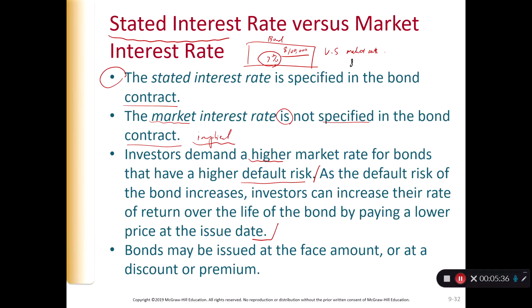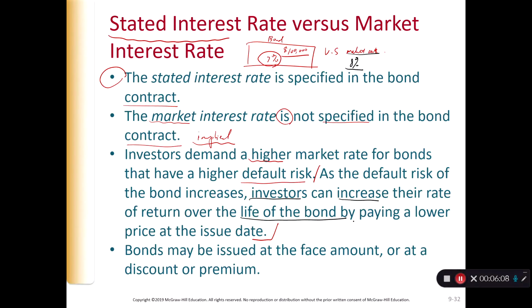Because this company is really risky, the investors still want to loan money to this company because they feel like higher risk, higher return. So the real rate or market rate of this bond is 8%, but you only promise the investors to pay them 7%. Therefore, the higher default risk motivates investors to increase their rate of return over the life of the bond, right? Hence, how do we do that?